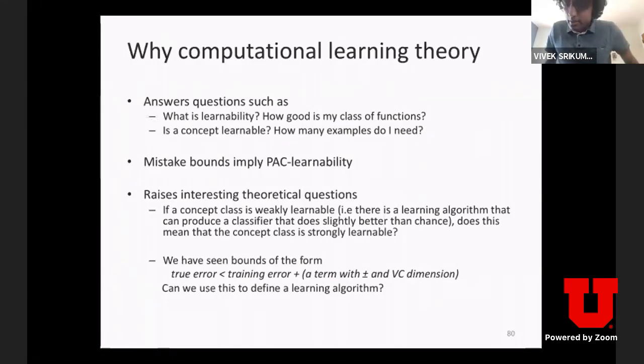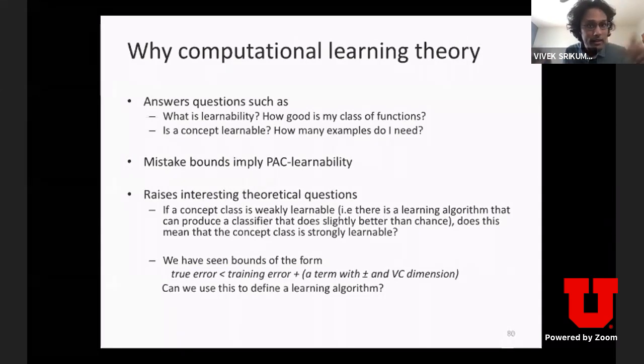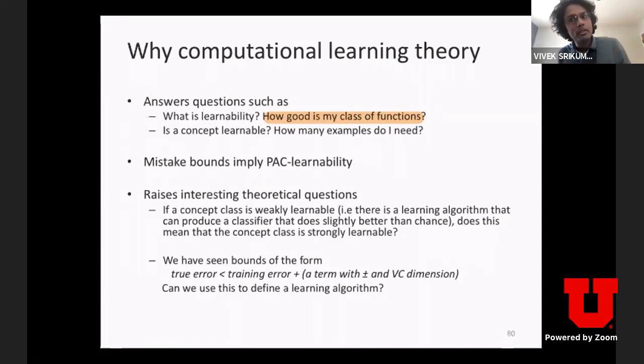It answers questions like, what is learnability? How good is this class of functions that I'm thinking about? Is this concept learnable? How many examples do I need? One interesting thing that connects two answers to this question that we've seen: mistake bounds, it turns out, imply PAC learnable. If a concept class is mistake bound learnable, then, though I've not proved it, it implies that the concept class is also PAC learnable. But more importantly, it raises theoretical questions.